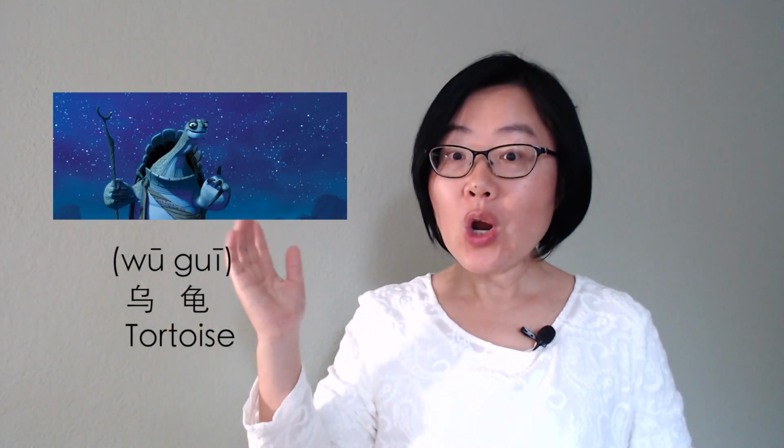Next one, wu, as in 乌龟. Still remember Master 乌龟 in Kung Fu Panda? The wu sound is very similar to the English word wood. Coincidentally, in Mandarin Chinese, wood is mu. Mu means wood or tree. Wu as in mu. Wu as in 土, soil, earth.